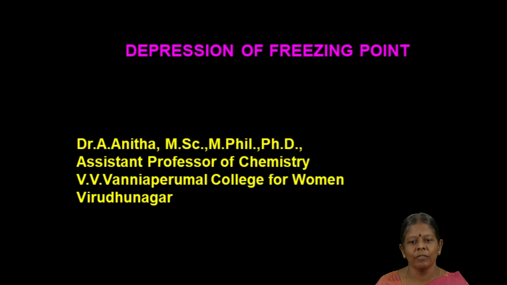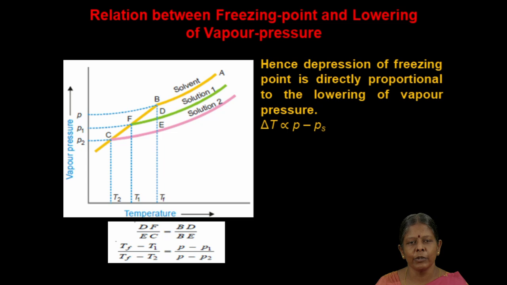In this module, we will discuss the depression of freezing point. In the previous module, we have seen the lowering of vapor pressure and the elevation of boiling point, which are some of the colligative properties. In this module, I will discuss the next colligative property, depression of freezing point. This depression of freezing point comes up in our day-to-day life.